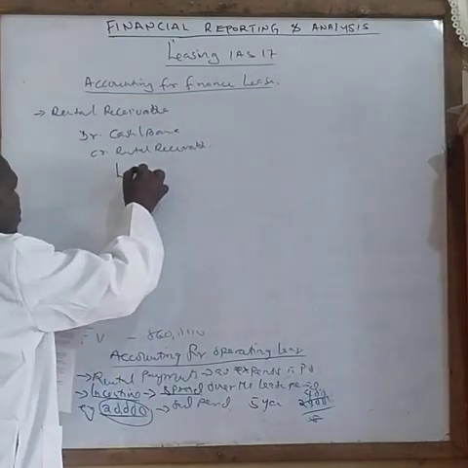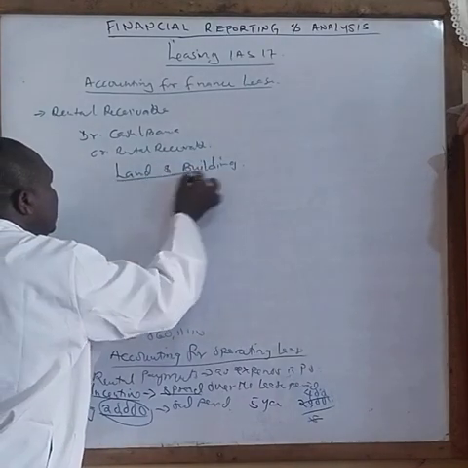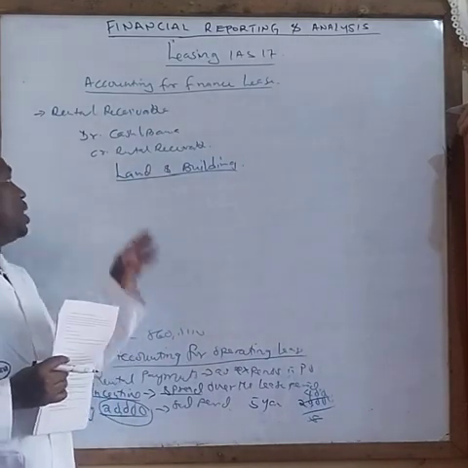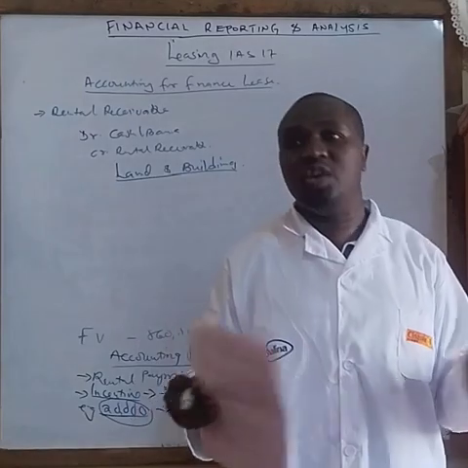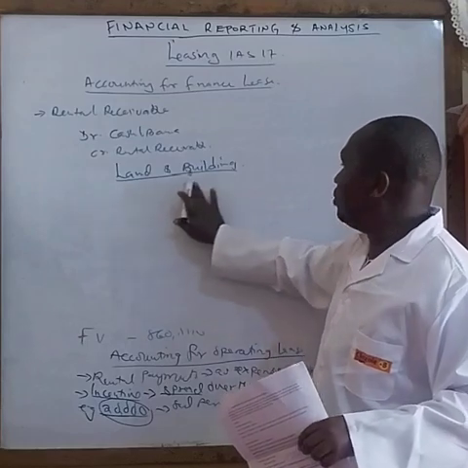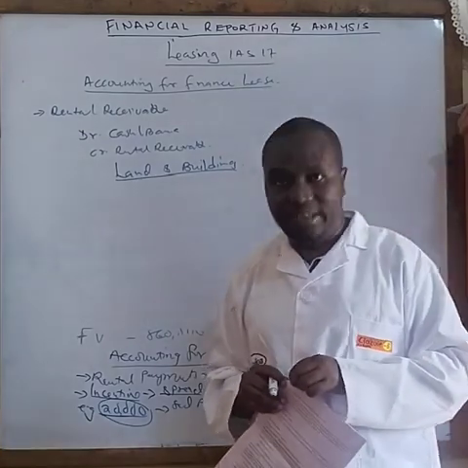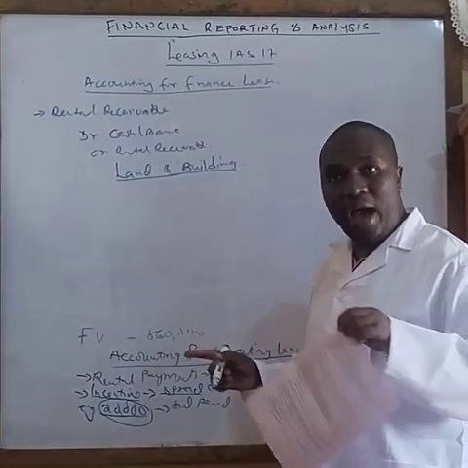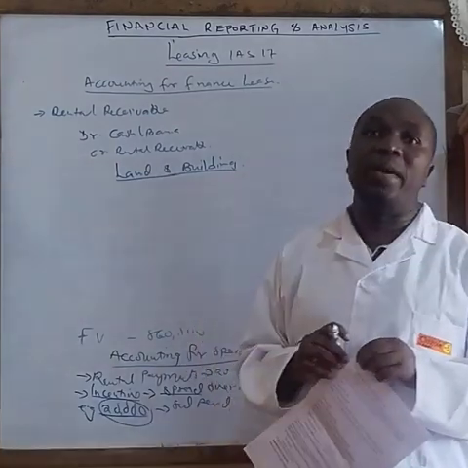Now, another point is what you call land and building. In most cases, leasing deals with land and buildings. According to IAS 17, these two elements need to be separated. You cannot treat them at the same time. You cannot consolidate them and say the fair value of land and fair value of the building is this, and put all of them at once. It will be wrong. For the sake of the lease contract, you are supposed to separate the two. Why? Because either of the two can be a finance lease or an operating lease.